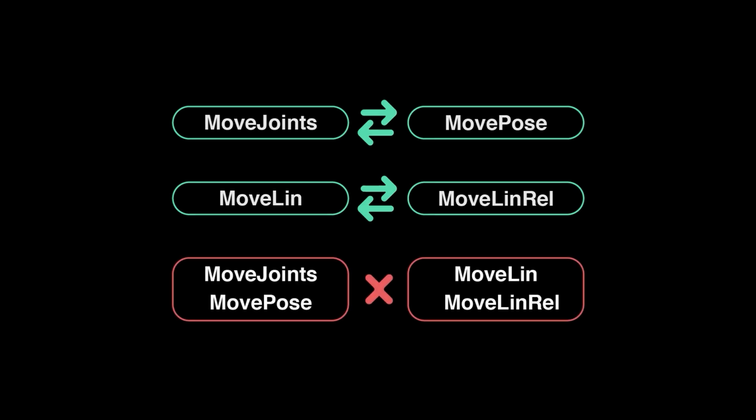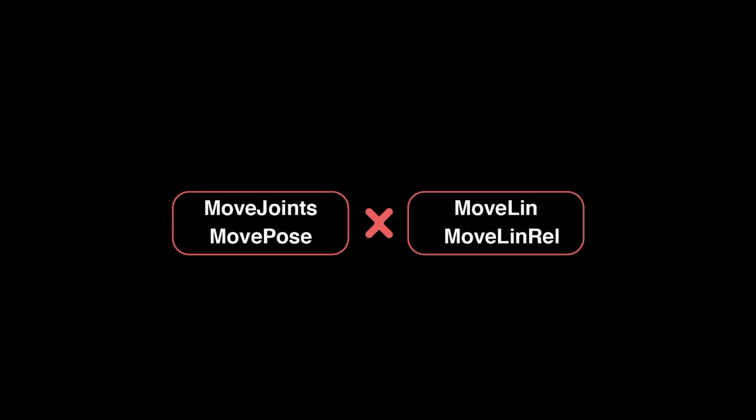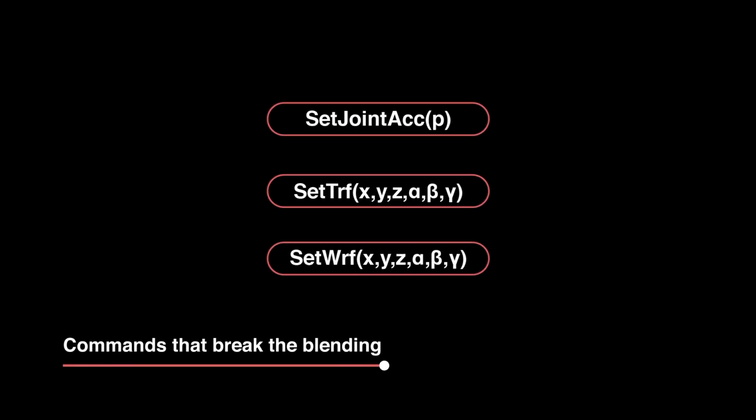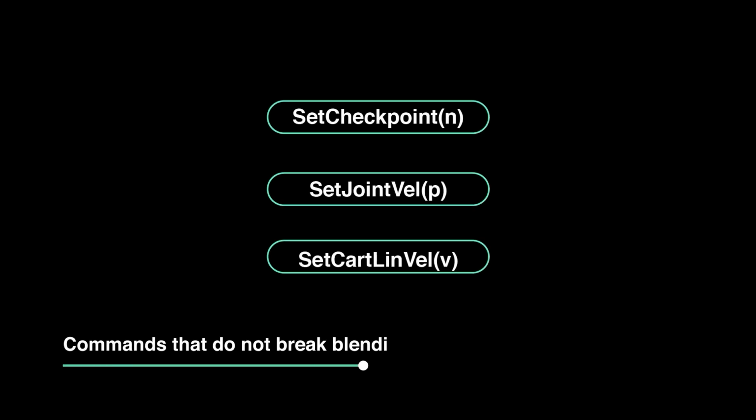However, it's impossible to blend a joint move and a linear move together. The robot will stop at the last point of one type of movement and then start the next movement. Here are some commands that break the blending, even between moves of the same type. Here are some moves that do not break blending.